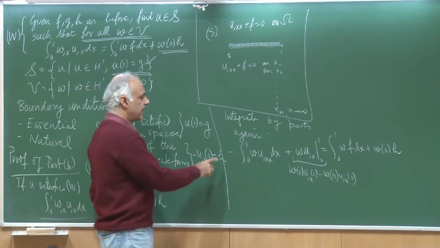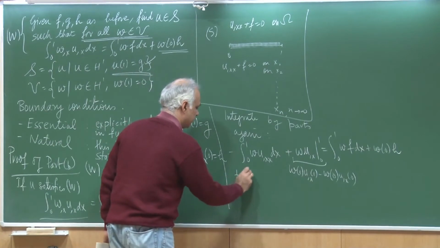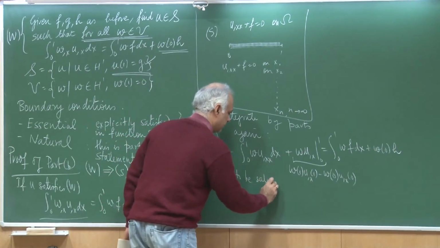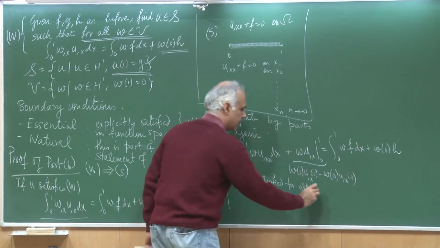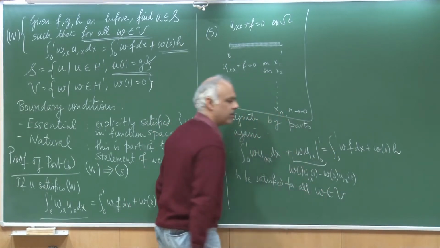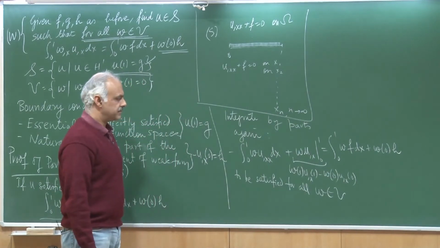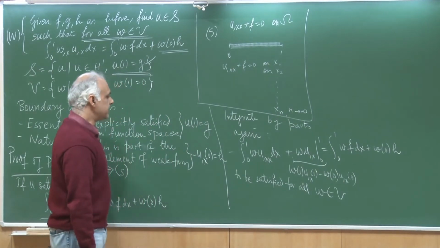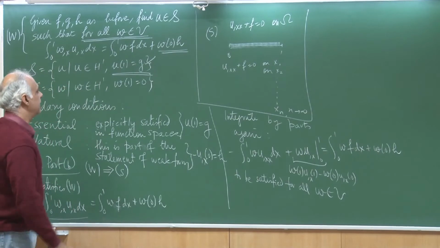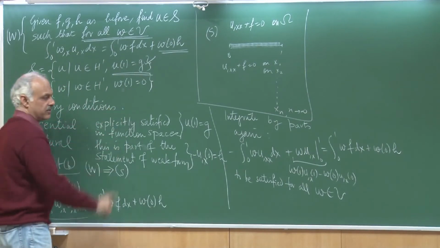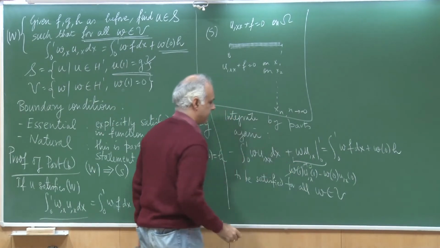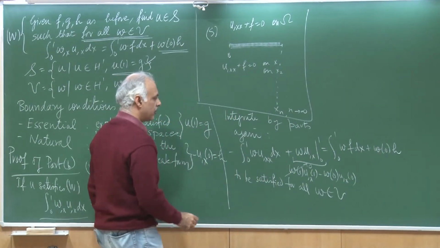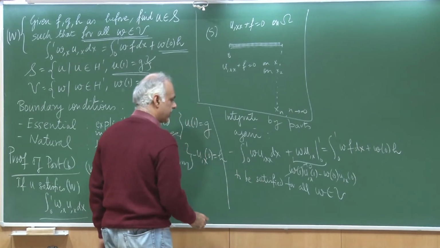and this has to be satisfied for all w's that belong to V, which really means that my w1 should be 0. So, therefore, this term goes to 0. Okay. So, I am going to get now the following equation.